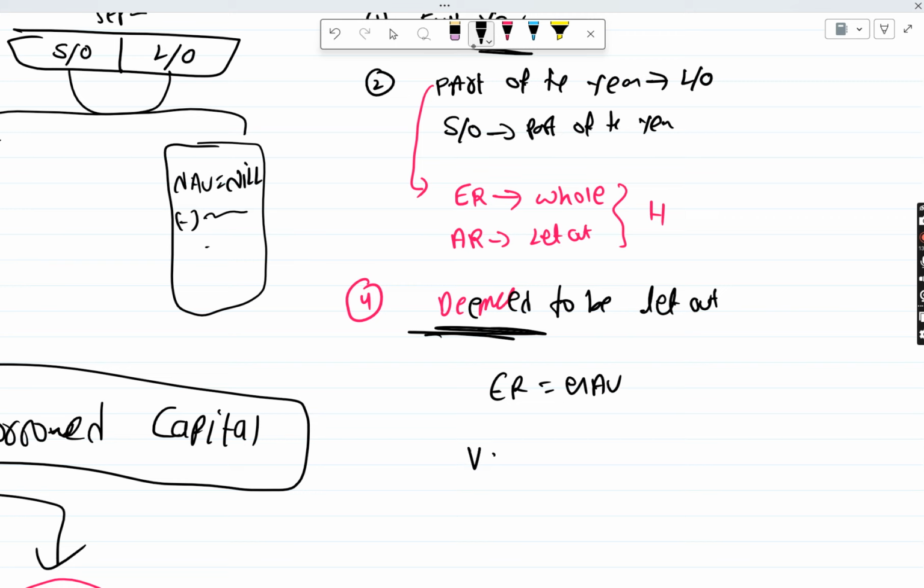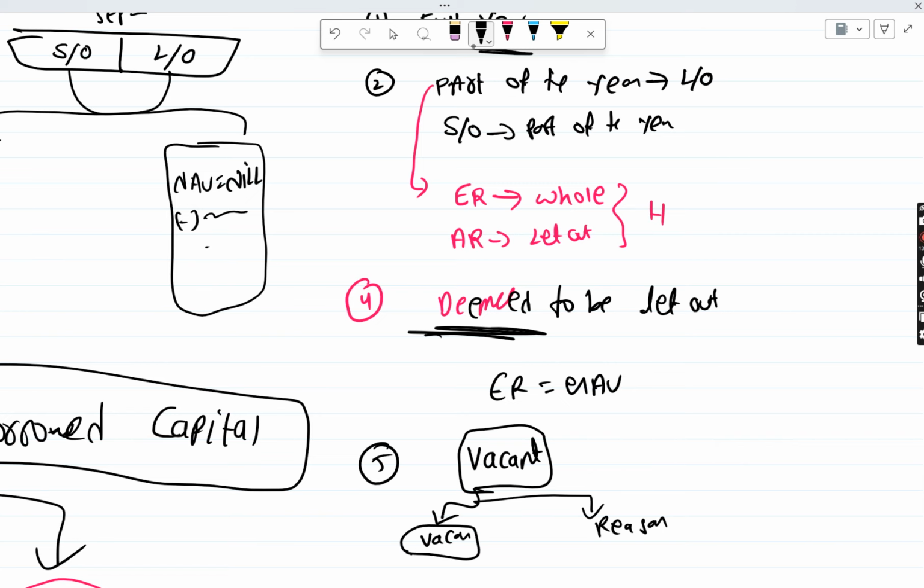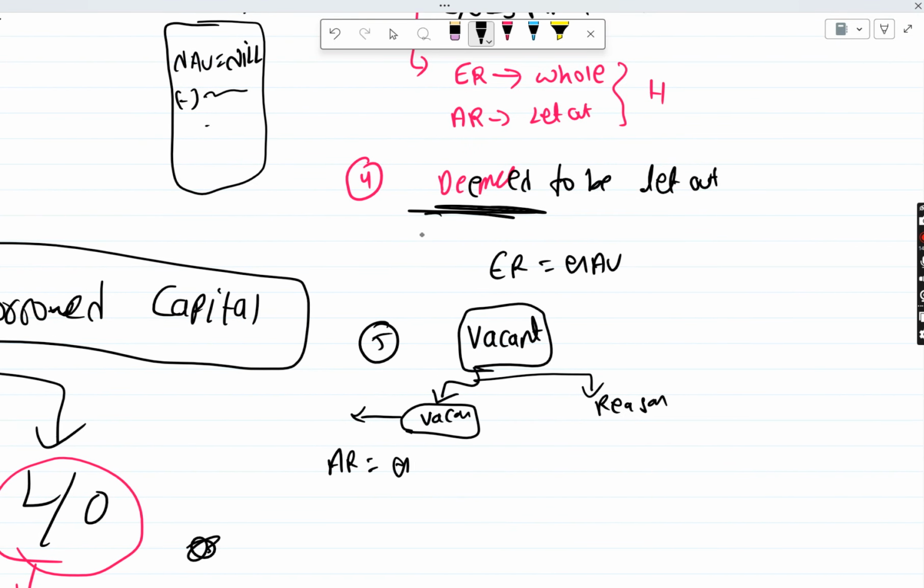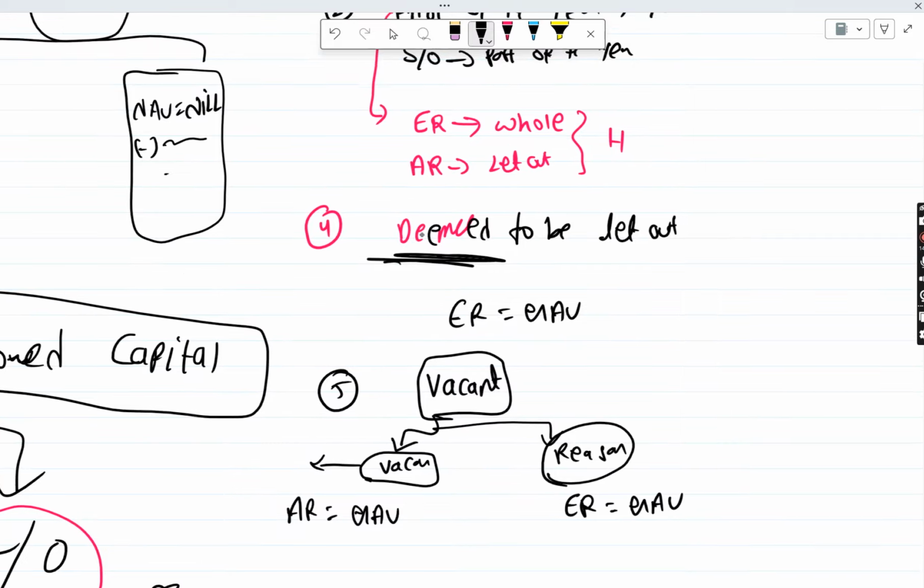And then we discussed, if the let out property is vacant for part of the year, then we need to check whether it is because of the vacancy or because of any other reason. If it is because of the vacancy, what do we take? Actual rent will be taken as GAV. If it is because of some other reason, then we will take expected rent as GAV. That's all. This is pretty much like 70% of the IFHP.